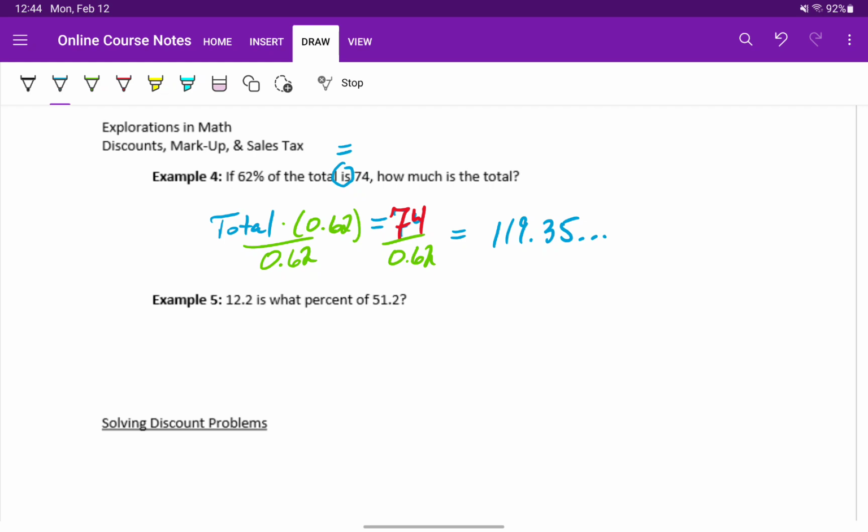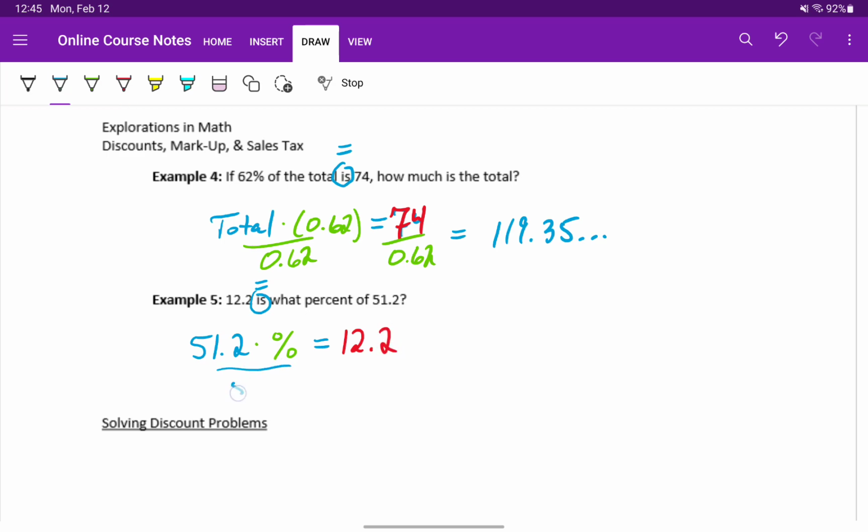In example 5, we're told that 12.2 is, again, that's our indicator for our equal sign, what percent of 51.2? Translating this into an equation, we have 51.2 multiplied by some unknown percent, that's what percent of 51.2, is equal to that 12.2 at the start of the question.